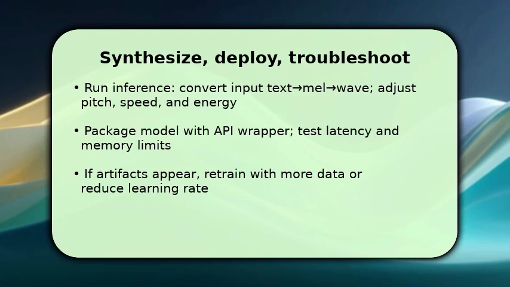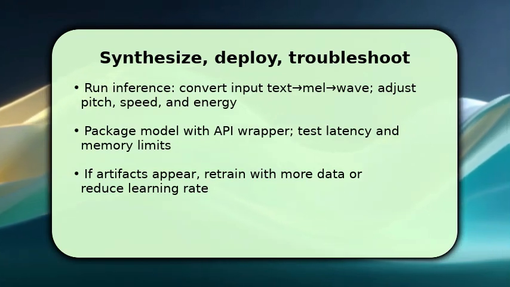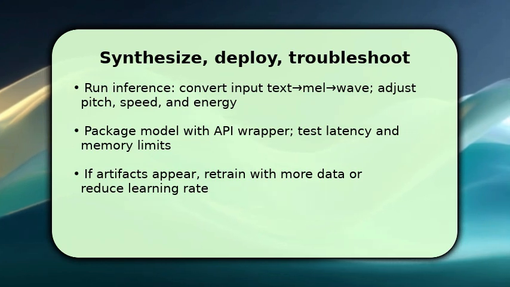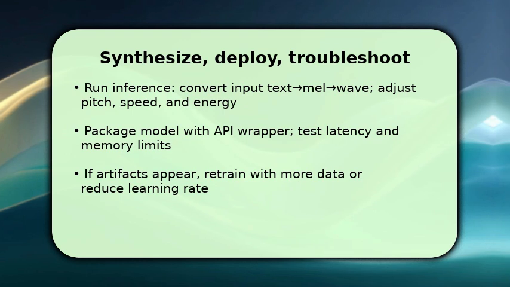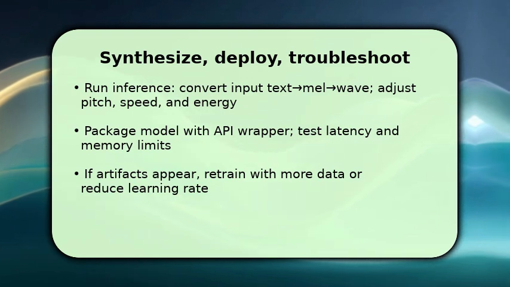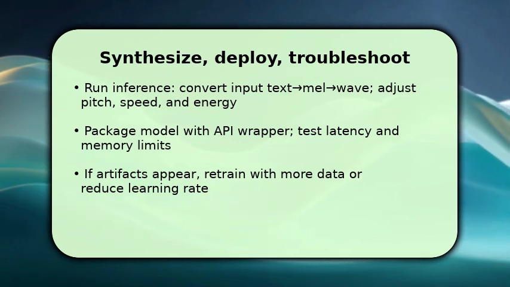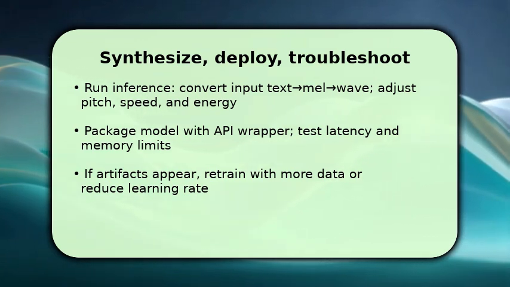Finally, run inference. Feed text through the trained synthesizer to produce MEL spectrograms, then decode with your vocoder to get audio. Tweak pitch, duration, and energy controls to match your natural speaking style. Deploy behind a lightweight API for real-time use and profile CPU/GPU usage.